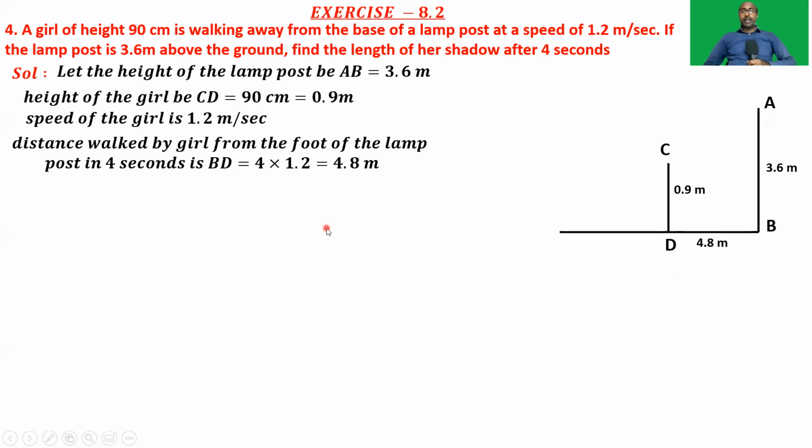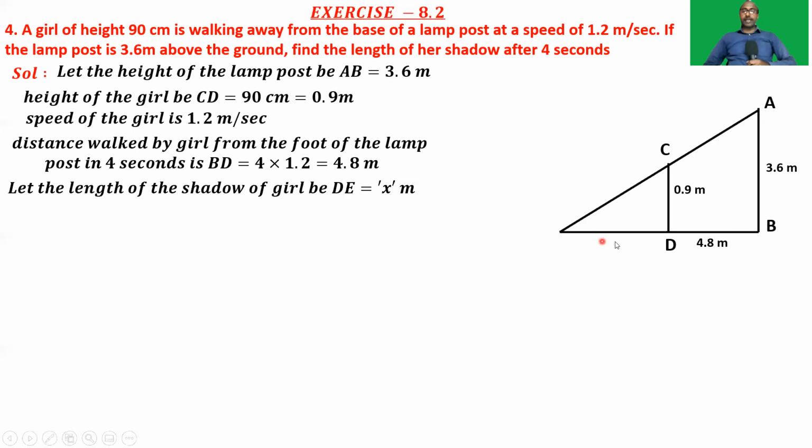Now, let the length of the shadow of the girl, DE, be equal to X meters. So here DE is equal to X meters. DE is the length of the shadow. Now, by observing these two triangles, angle E is the common angle.